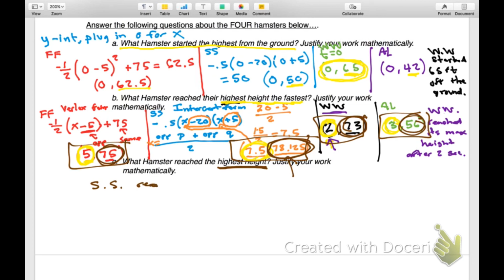So we're going to say the Squeaking Scorcher reached a max height of 78.125 feet. And again, our work is justified in part B. So that's where we found all the vertices.